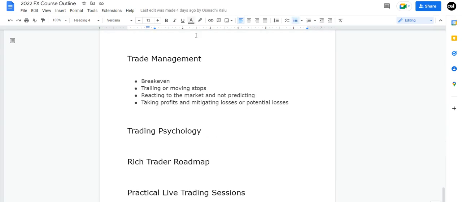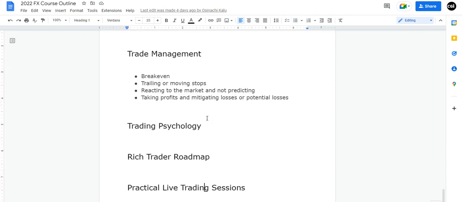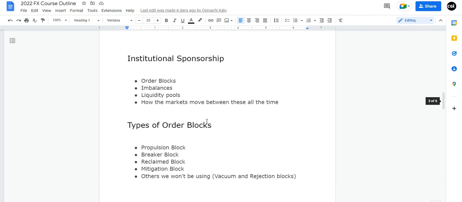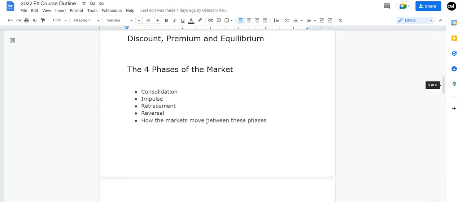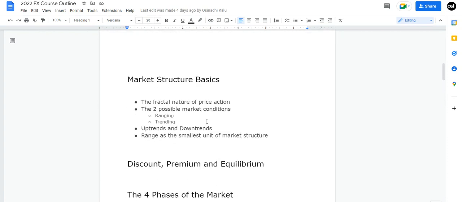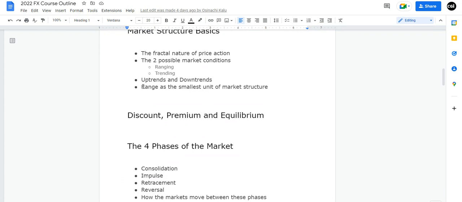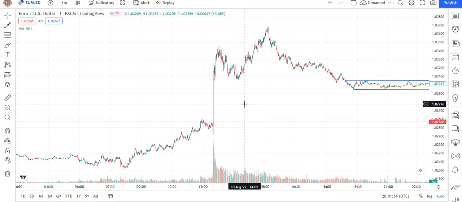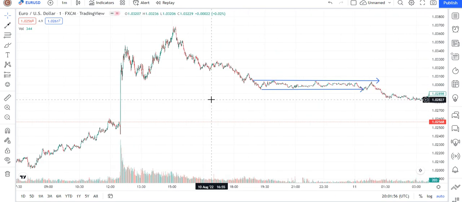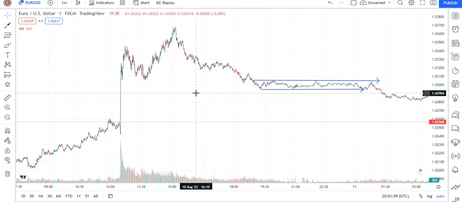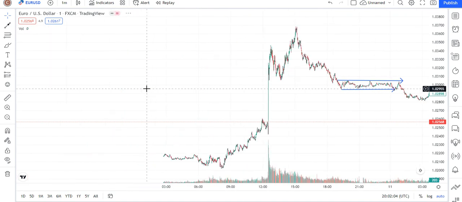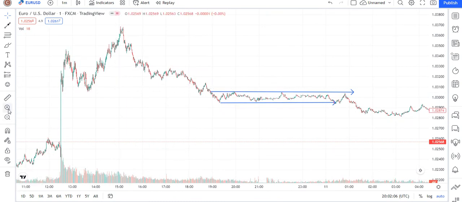All right. So we'll move to the next part, which is range as the smallest unit of market structure. So I explained what a ranging market is. But there's something we call a range. There's something we call a range. A range is, look at this now. Let me zoom in. Look at this place now.